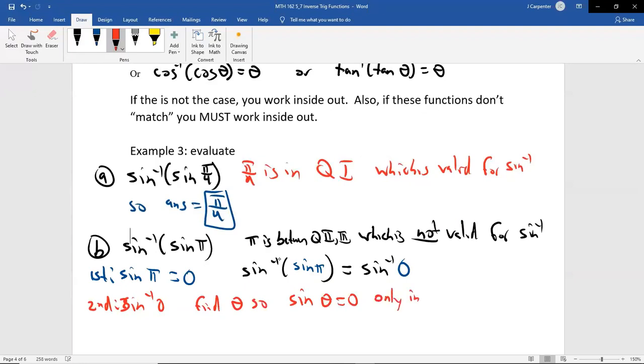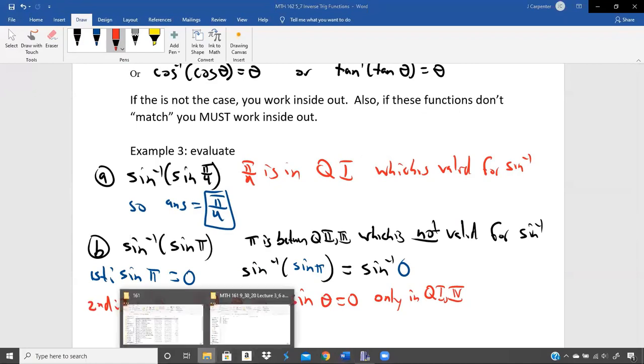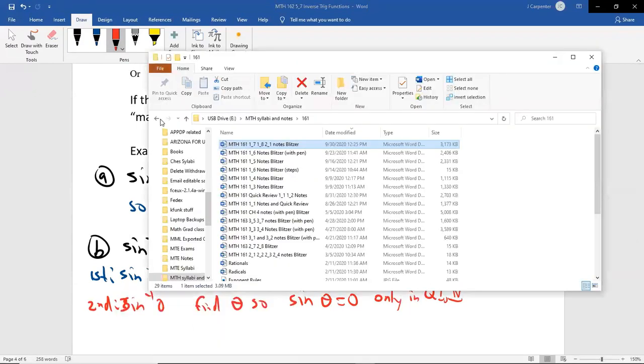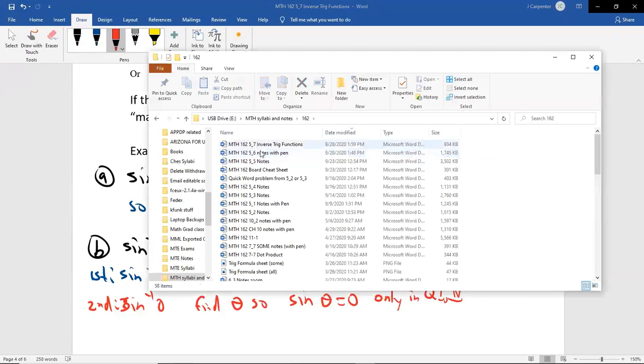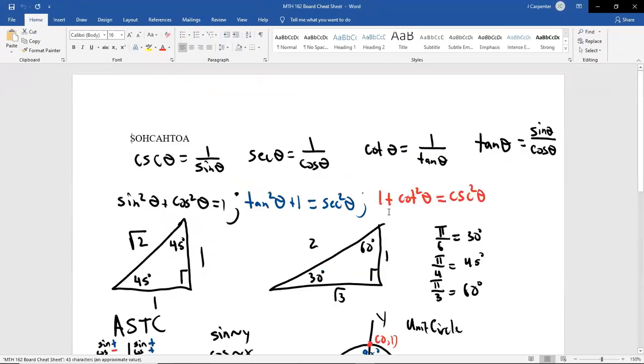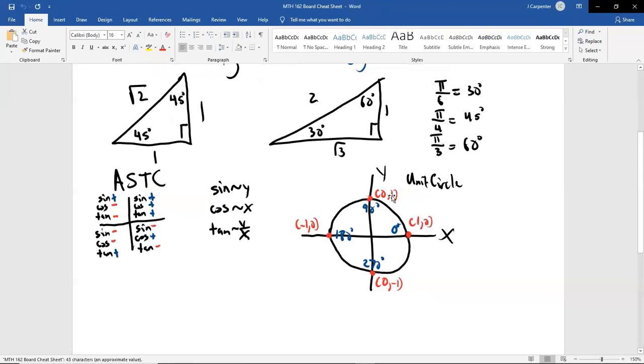only between quadrants 1 and 4, up to their borders. There are two values of which the sine of an angle is 0. If you go to that unit circle, let me pull that up now. I don't want to have to keep redrawing it. That's the wrong class. 162, board cheat sheet. So here's our unit circle. So we're trying to find where is the sine equal to 0. Sine is the y value, so we're looking for y values that are 0. Here is a y value that's 0, and here is a y value that's 0.